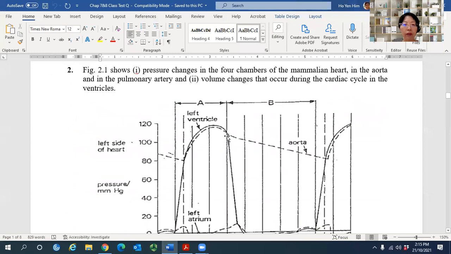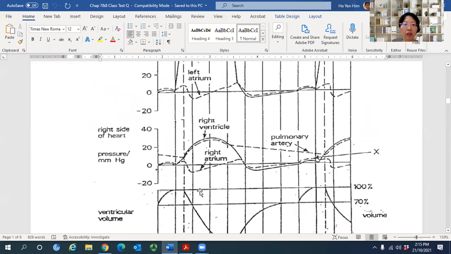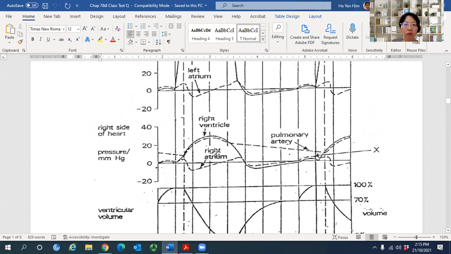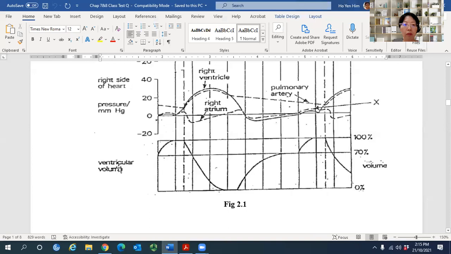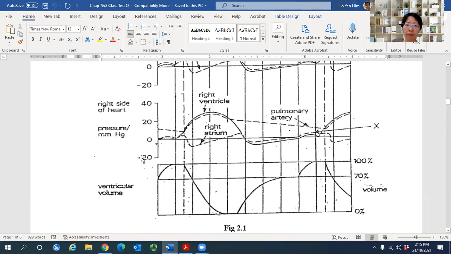There's a graph given to show you the pressure changes in the 4 chambers of the mammalian heart. On top here is about the left side of the heart. So you've got left ventricle and left atrium. In the middle here, this graph is about the right side of the heart. So right atrium, right ventricle. At the bottom here is the volume in the ventricle. So I'll say that this is the blood volume in the ventricle.